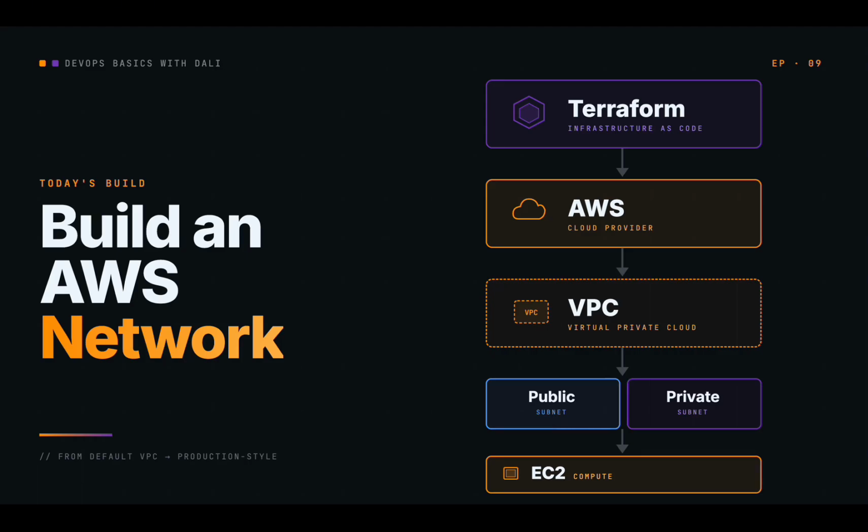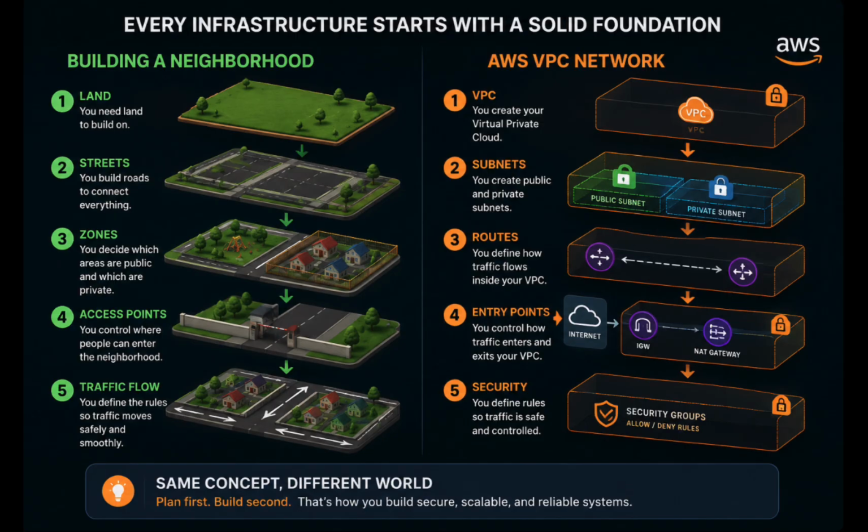by step using Terraform. Imagine you're going to build a new neighborhood. Before you build houses, you first need the land. Then you build the streets. Then you decide which areas are public, which are private, where people can enter, and how traffic moves. AWS works exactly the same way. Before we launch virtual machines, before databases, before Kubernetes, we first need the network where all those resources will live.